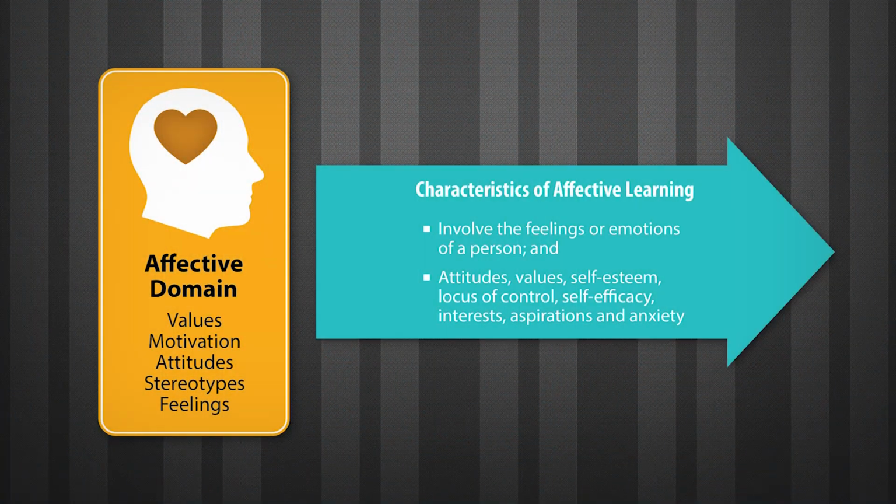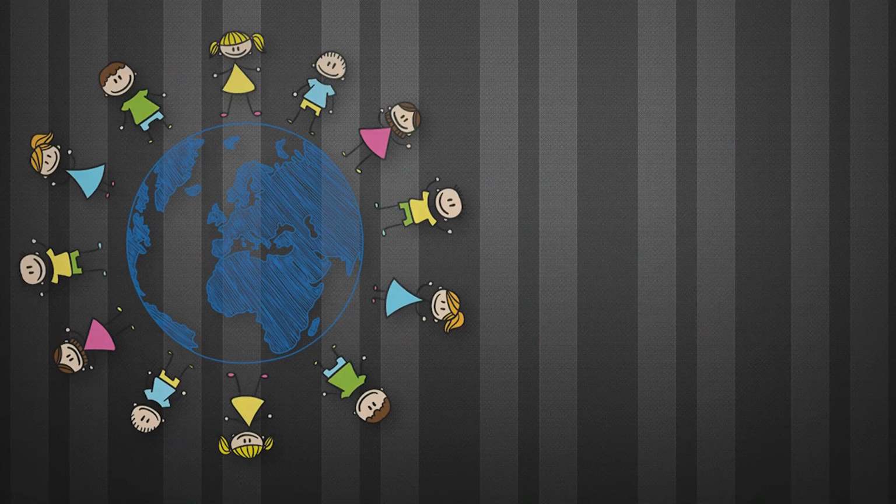On the other hand, affective characteristics involve the feelings or emotions of a person. Attitudes, values, self-esteem, locus of control, self-efficacy, interest, aspirations, and anxiety are all examples of affective characteristics. Unfortunately, affective outcomes have not been a central part of schooling, even though they are arguably as important as, or even more important than any cognitive or psychomotor domain learning outcomes that are targeted by schools.